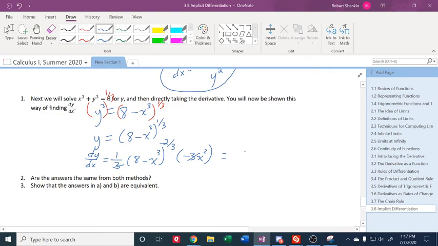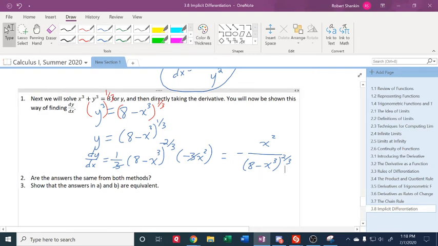All right, now notice the 3's are going to cancel. And let me rewrite this as a negative x squared on the top. On the bottom is going to go 8 minus x cubed to the positive 2/3, because a negative exponent means bring it down to the bottom, like this.